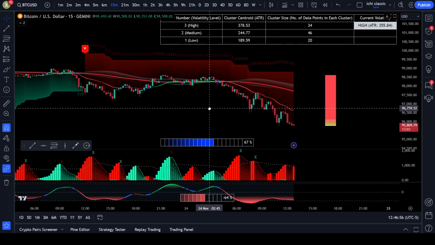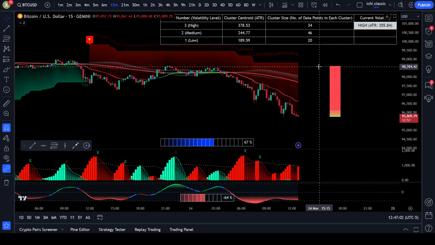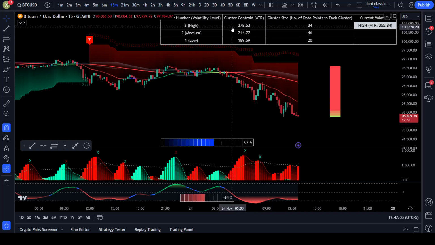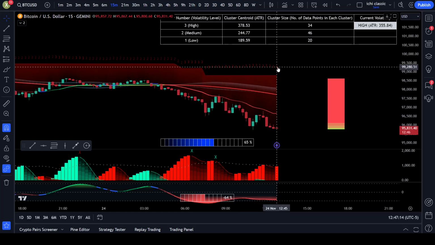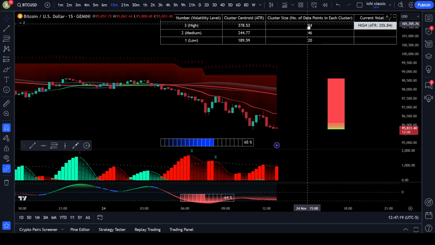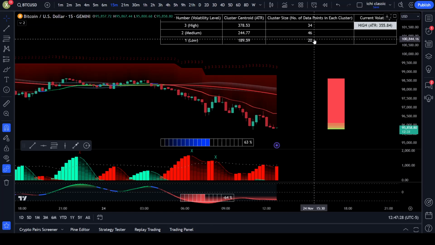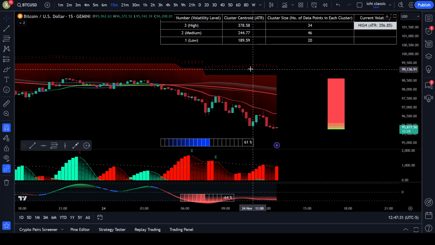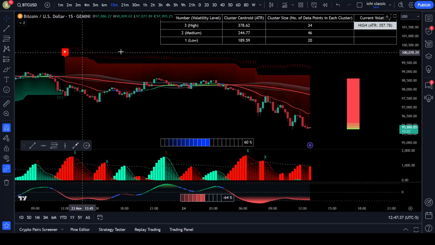So currently 15 minutes Bitcoin. It's obviously bearish. So volatility is obviously high. So volatility level is 3, and you can see this number here right above this cloud. So it is very volatile. However, this number is 34, and for medium volatility the number is 46, and for low volatility the number is 20. So what does it mean? I still do not have a sell signal again, because the sell signal was right here.